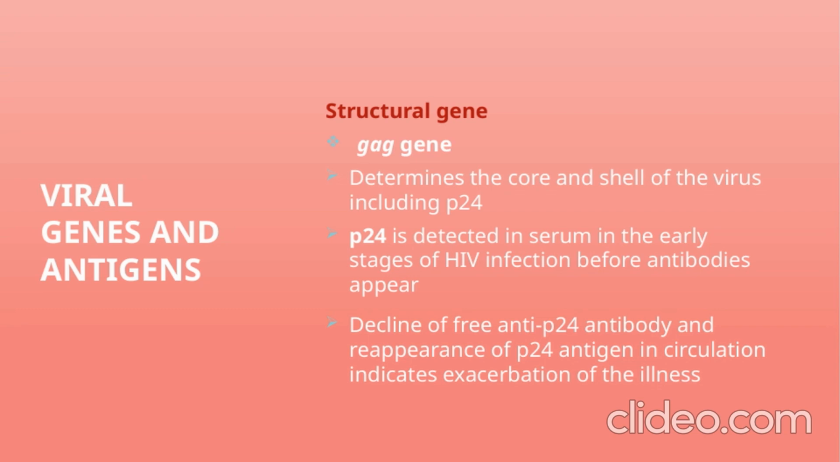Additionally, monitoring the levels of P24 and anti-P24 antibodies gives us insight into the progression of the disease. When the infection worsens, there's often a decline in free anti-P24 antibodies, and at the same time, P24 antigen reappears in circulation. This fluctuation indicates an exacerbation of the illness, helping us understand how the virus is evolving within the host. Overall, understanding these viral genes and antigens is key to grasping how HIV behaves and how we can detect and monitor the infection effectively.